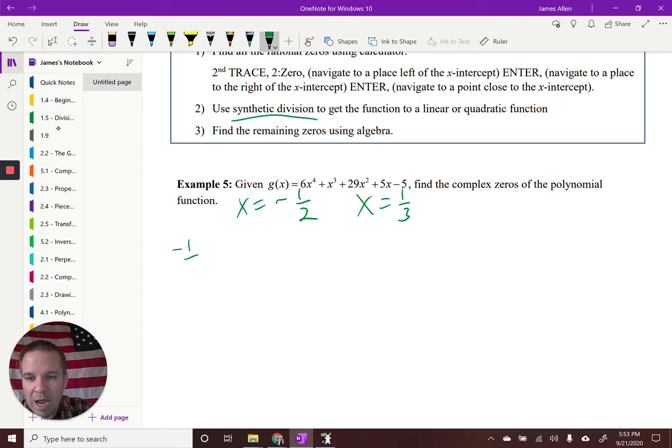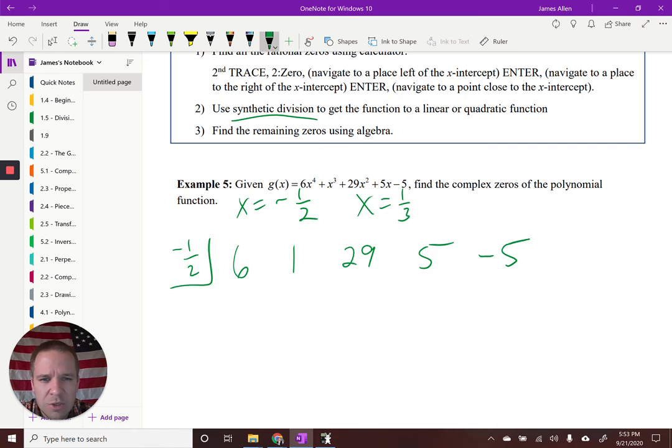All right, so I'm going to have negative 1/2 in the box, and then I'll have 6, 1, 29, 5, and negative 5. I don't have any missing terms, so I didn't need to put any zeros for placeholders. Alrighty, let's keep it going.